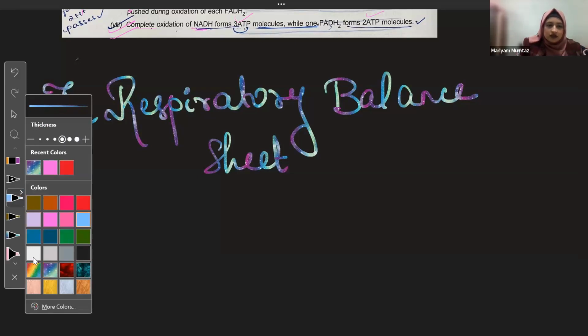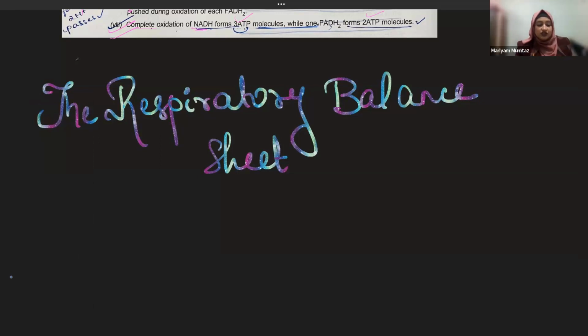All right. Now, talking about the respiratory balance sheet, because we are studying respiration in plants, this whole chapter revolves around the term respiration. In all of these things, we have to see where ATP is being synthesized, how many ATP molecules are being synthesized, and in how many cycles, and everything that we will see under this.